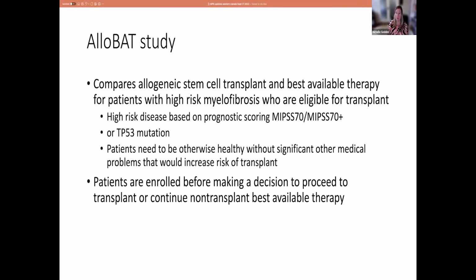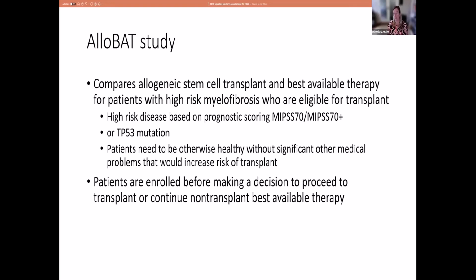And transplant's a very personal decision. Not many people are willing to just be randomized to have a transplant or not. This is the decision people make based on their goals and their values. And so this is not a randomized trial, but it's based on patient preference. So they're taking all patients who are being offered a transplant because of their disease status and their otherwise physical fitness, and they're enrolled before they make a decision whether to proceed to transplant or not. And then what we do is just kind of follow outcomes and see what happens.